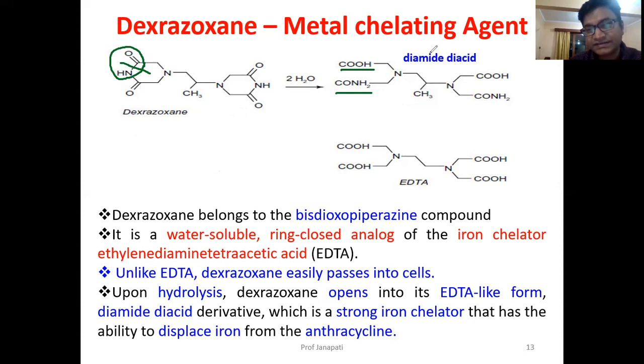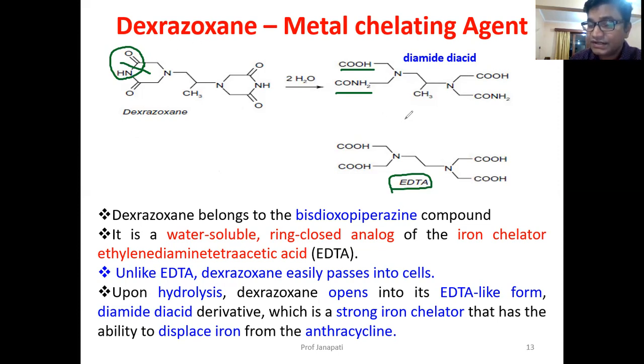Now, if you see, the structure of diamide diacid is similar to that of EDTA. EDTA is a chelating agent. So similar to EDTA, this active molecule, diamide diacid, will absorb the free radicals, and those free radicals will not affect the cardiovascular system. So that is the advantage of this. That is the mechanism of dexrazoxane.